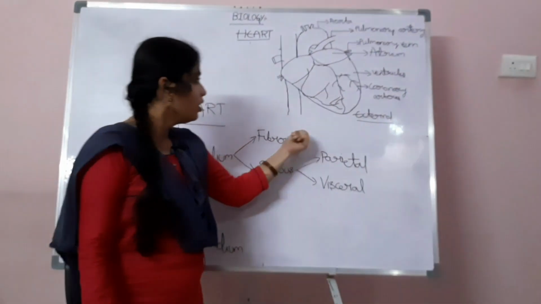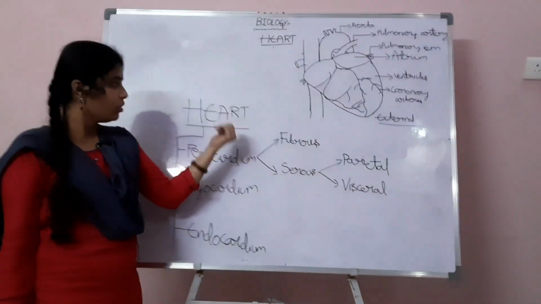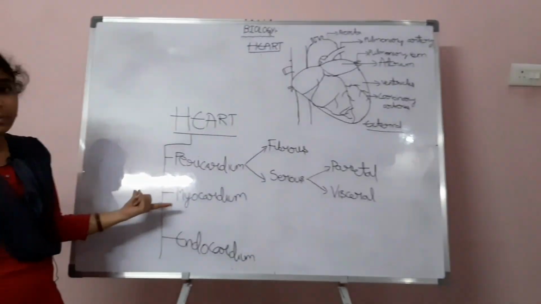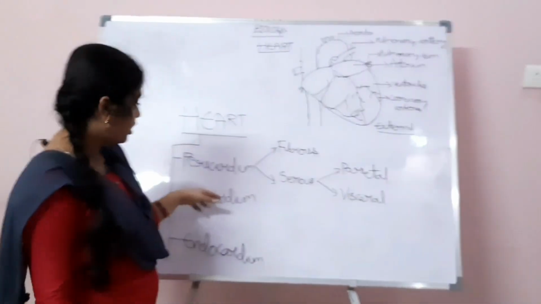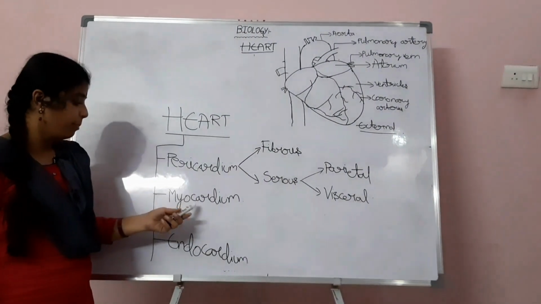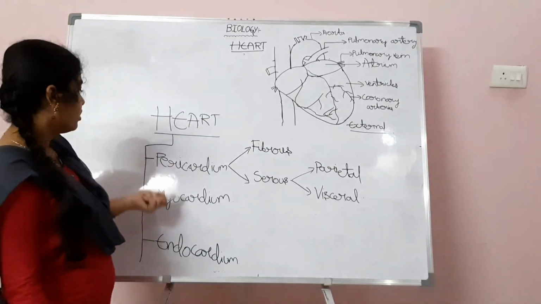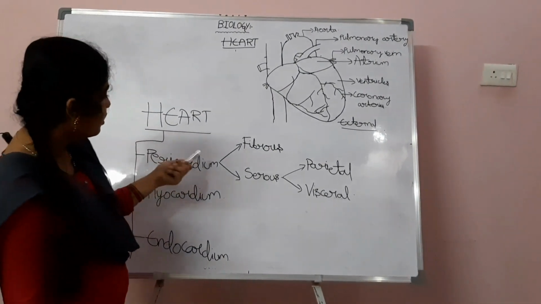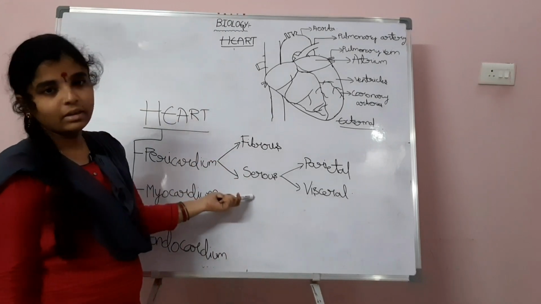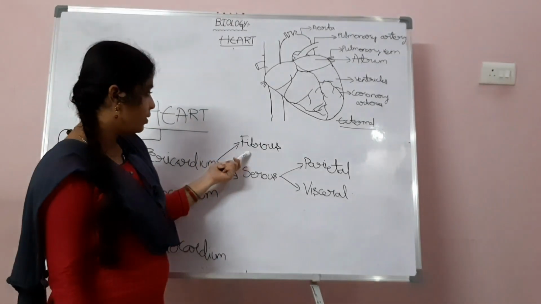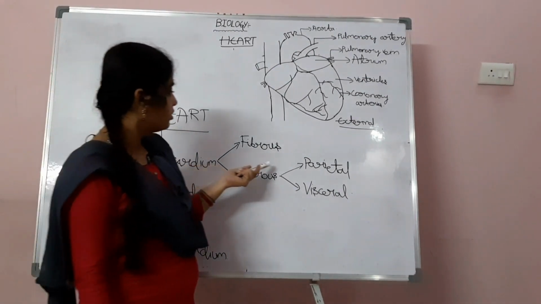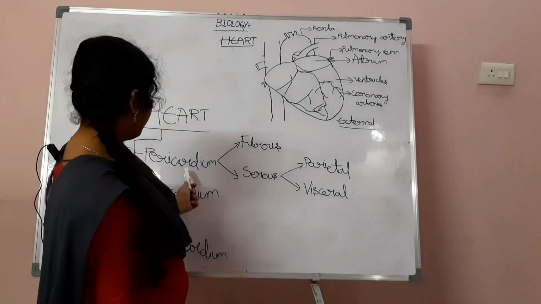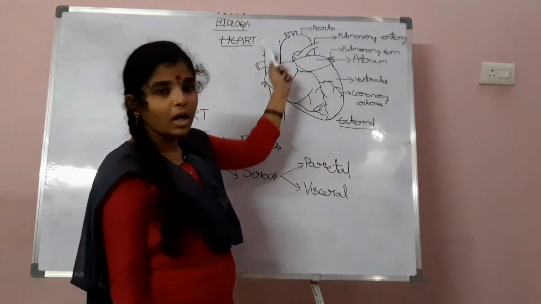Just now we discussed the external structure of the heart: the atrium, ventricles and so on. Now we will learn what layers are present in the heart. There are 3 layers: pericardium, myocardium and endocardium. The pericardium consists of 2 membranes, a fibrous membrane and a serous membrane, and it surrounds the whole heart.